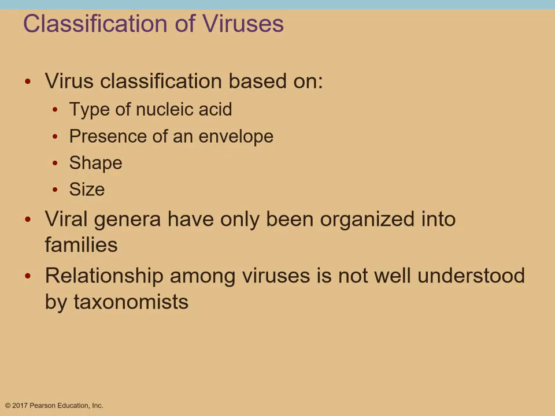So how do we classify viruses? Well, number one, type of nucleic acid. Is there an envelope present? What is the shape? And what is the size? You'll notice as we go through and look at viruses that the classification scheme is a little different than, say, bacteria, and even plants and animals, and that for classification purposes, they've only been organized into families. So you don't have genus and species like you do, say, for the bacteria.